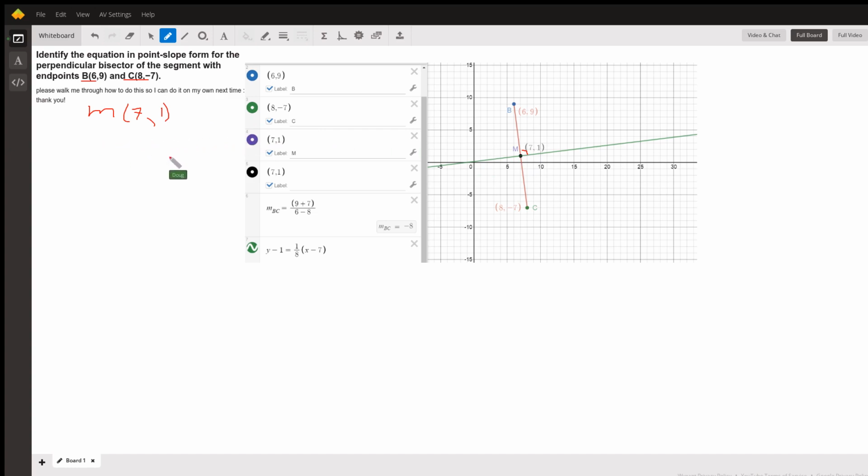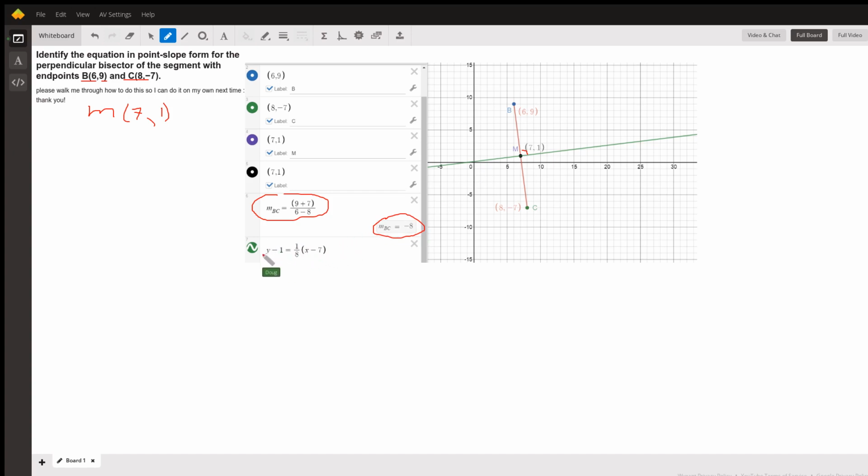Now, we also need to find the slope of the red segment, BC, and the green line will have a slope that's the negative reciprocal of the slope of the red line. So here I found the slope of BC, which is the change in y over the change in x. That's 9 minus -7, which is 16, over 6 minus 8, which is -2. So the slope of BC is -8. And that means the slope of the green line must be 1/8.